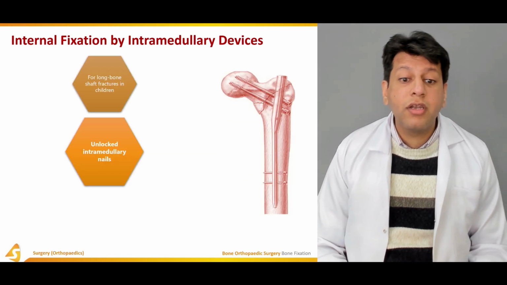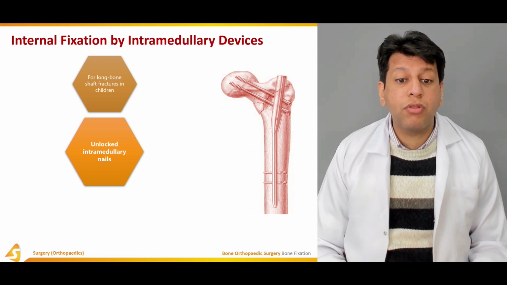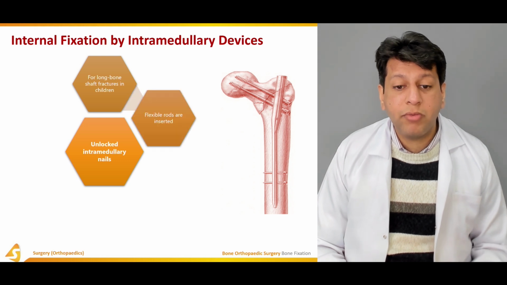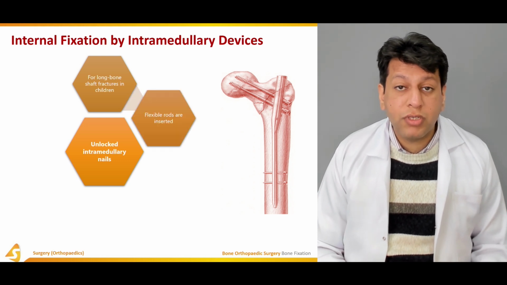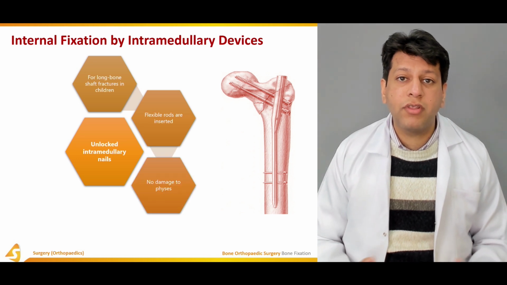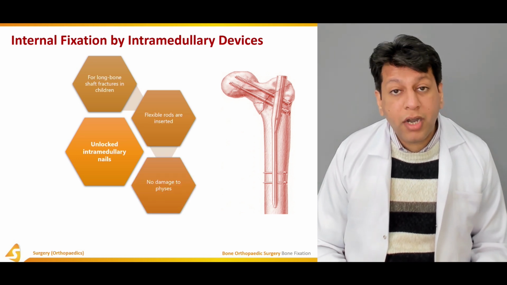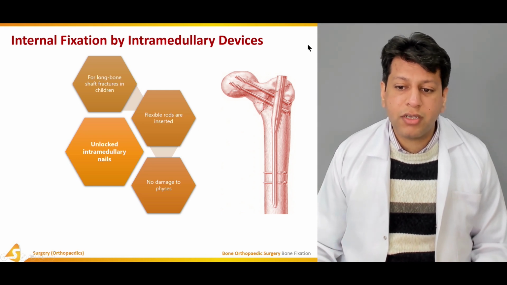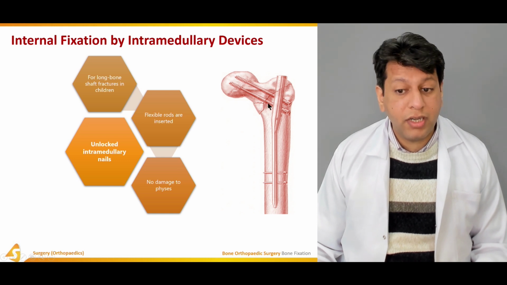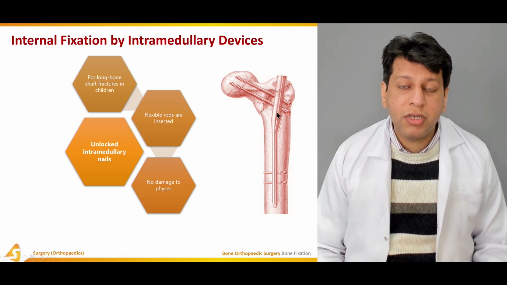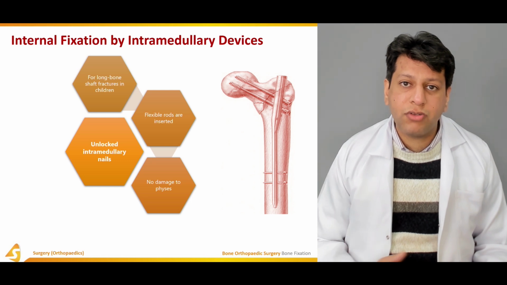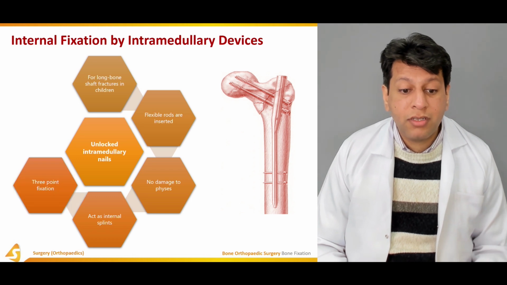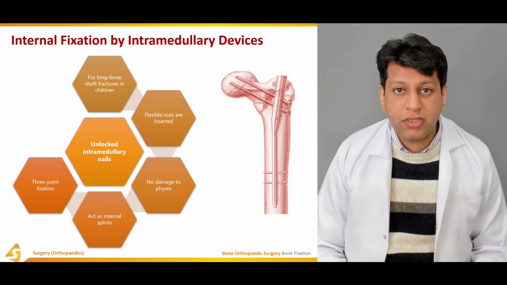So unlocked intramedullary nails are also available. They can be used for long bone shaft fractures in children. These are called the Ender's nail or flexible titanium nails. These are flexible rods which are usually inserted into children, especially 5 to 10 years of age. The good part is that in children we have the physis, and if a rigid nail is passed, it will pass through the physis and damage it. Therefore, they have different flexible nails which avoid the physis, so there is no damage to the physis. They also act as internal splints, and they have a 3-point fixation as well.